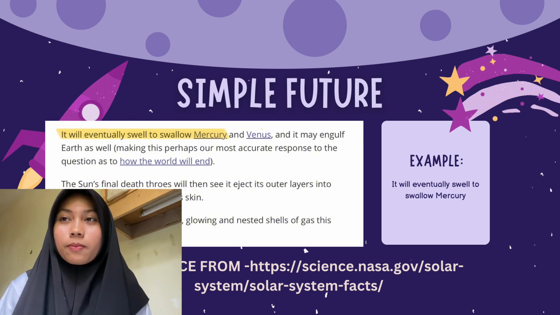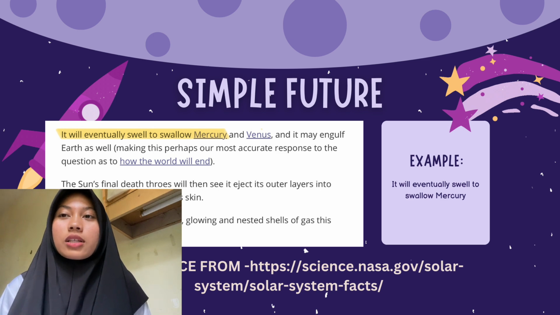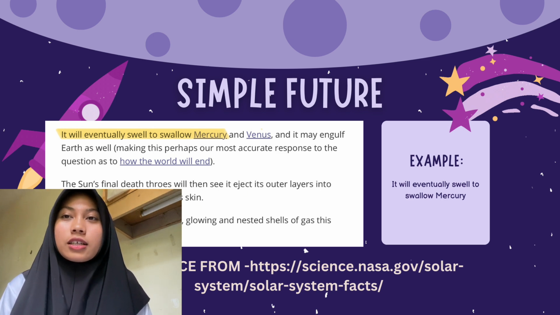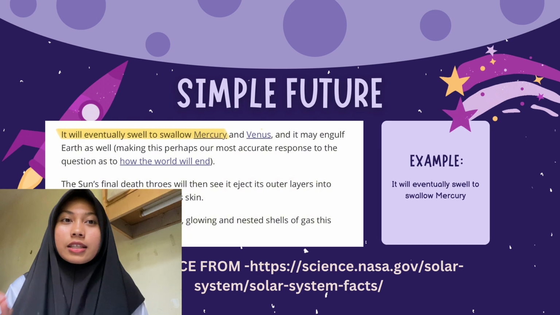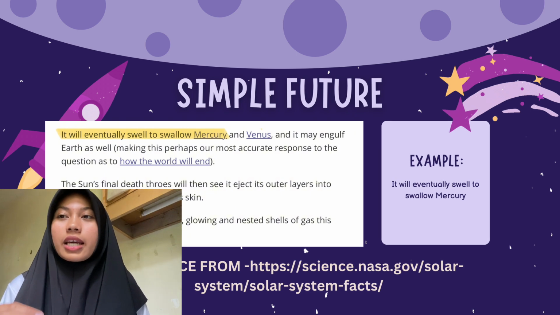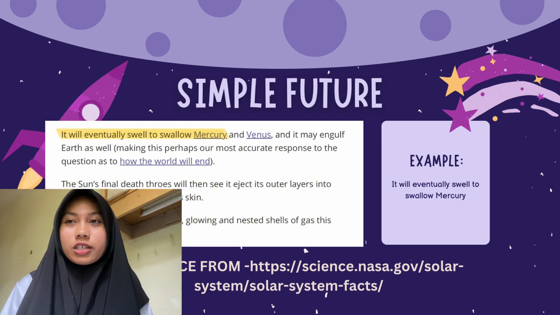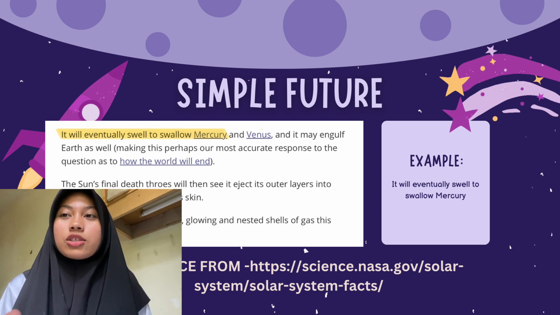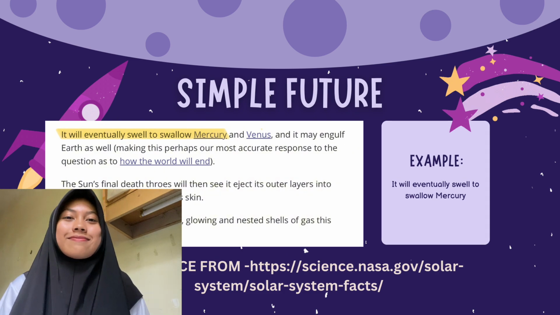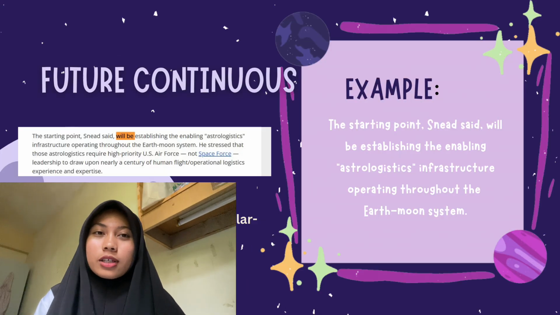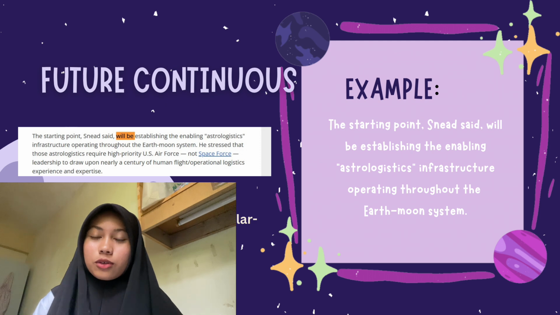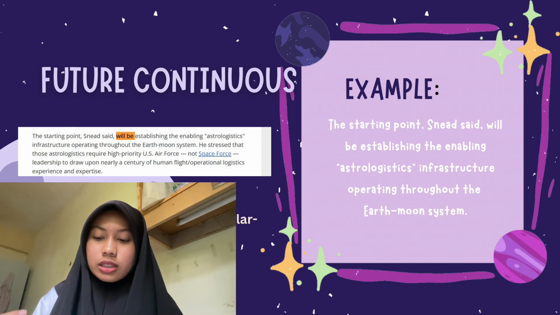For the verb phrase, will eventually swell. This phrase indicates an action that will happen in the future. The word will is used to show future tense, and swell means to expand or grow larger. Next, I will explain future continuous. Future continuous is a verb tense that shows an action happening over a period of time in the future.